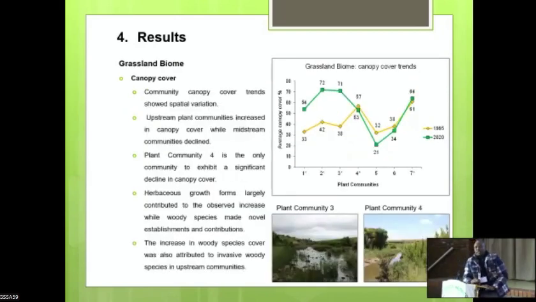Canopy cover follows similar trends, but there were spatial variations whereby the upstream communities increased in cover, and then the midstream ones declined in cover. So again, here only plant community 4 had a slight decline in cover, and then it increased slightly in community 7. The herbaceous growth forms again were attributed to this increase, basically your gramineae and your forbs, as well as some of the woody component that came in the upstream, which boosted the cover of the whole communities up.